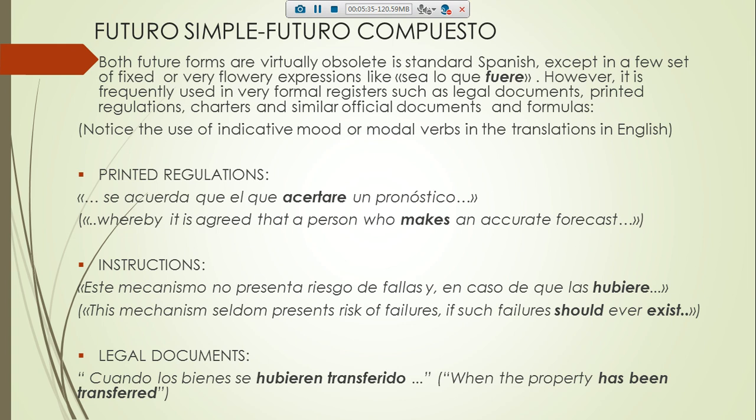Please notice the use of the indicative mood or modal verbs in the translations of the following sentences. Examples in printed regulations, for example, in a bet, en una apuesta, the text of a bet. Se acuerda que el que acertare un pronóstico. Whereby it is agreed that a person who makes an accurate forecast. Or in instructions, este mecanismo no presenta riesgo de falla. En caso de que las hubiere, this mechanism seldom presents risk of failures. If such failures should ever exist, in this case it has been translated by means of a putative should. Or in legal documents, cuando los bienes se hubieren transferido, when the property has been transferred, present perfect indicative mood.